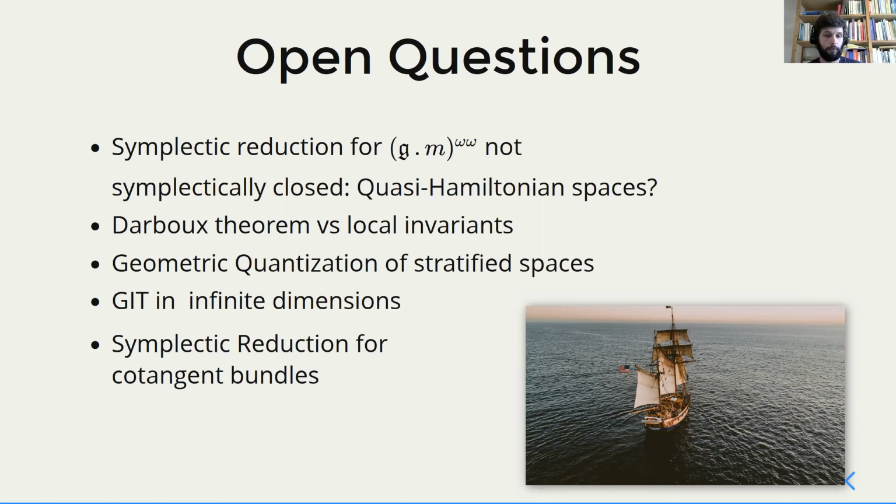And then another application is that an interesting particular case of symplectic reduction would be for cotangent bundles, which is usually what you encounter in applications, but which is not even completely understood in finite dimensions, how you can do symplectic reduction for cotangent bundles.